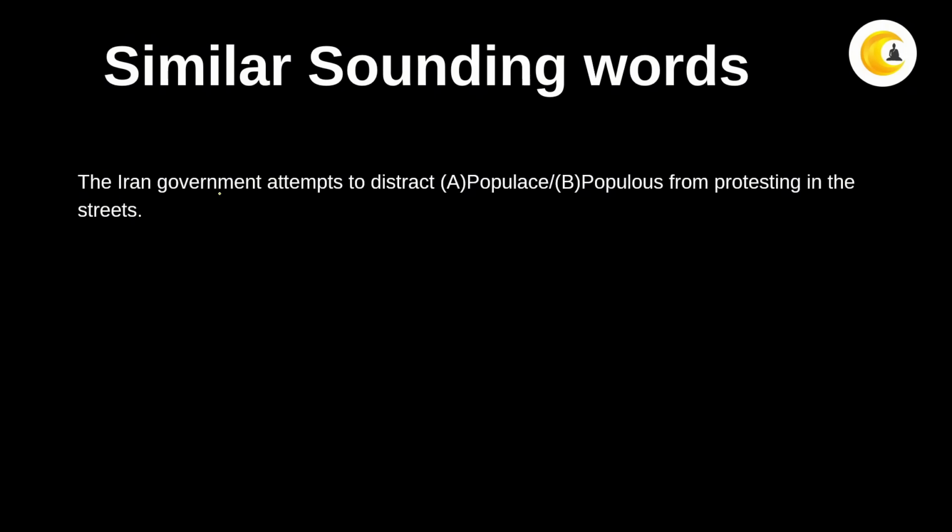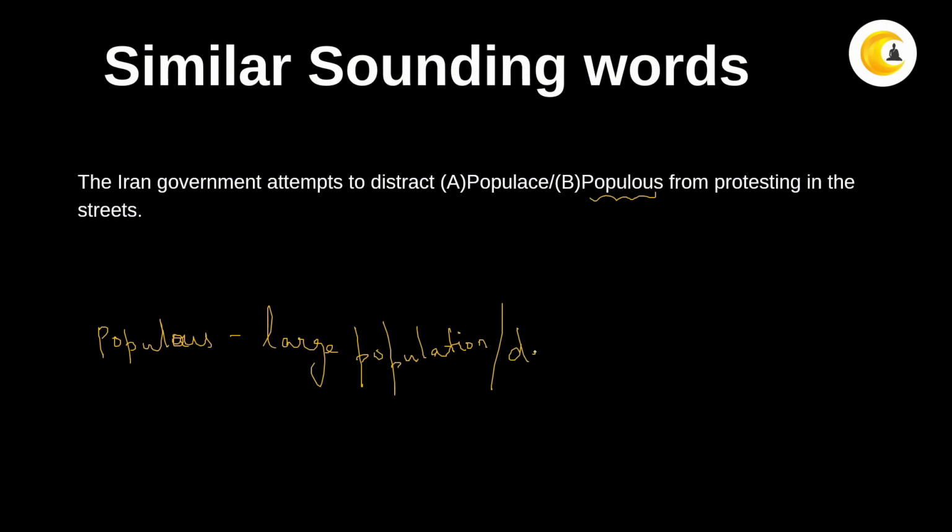All right. The Iran government attempts to distract the populace from protesting in the street. Right? I know we are very acquainted with this word populous. Populous means densely populated, having a large population, right? It's like India is a populous country. Okay, populous means it has a large population or it's densely populated. So just let me put it down. Populous. This means large population, or it also means densely populated.